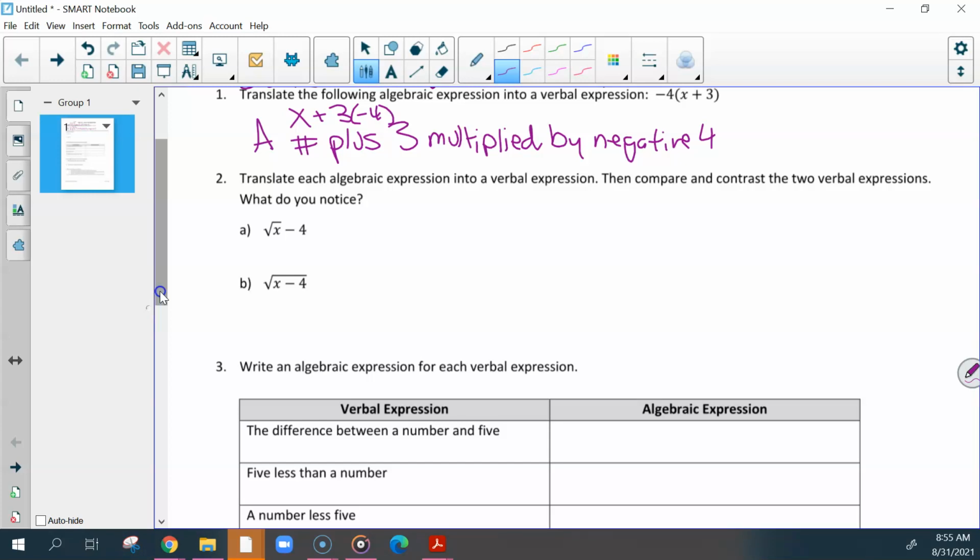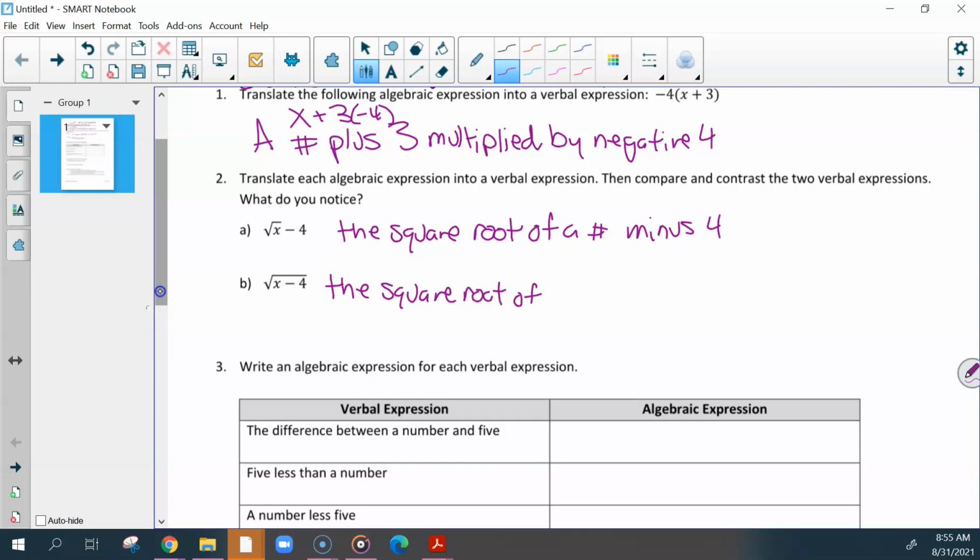Go ahead, Felix. The square root of a number equals 1. The square root of a number minus 4. See, many of you had something very similar, if not the same thing. Now, how would we say B? Peyton? Square root of a number and negative 4.